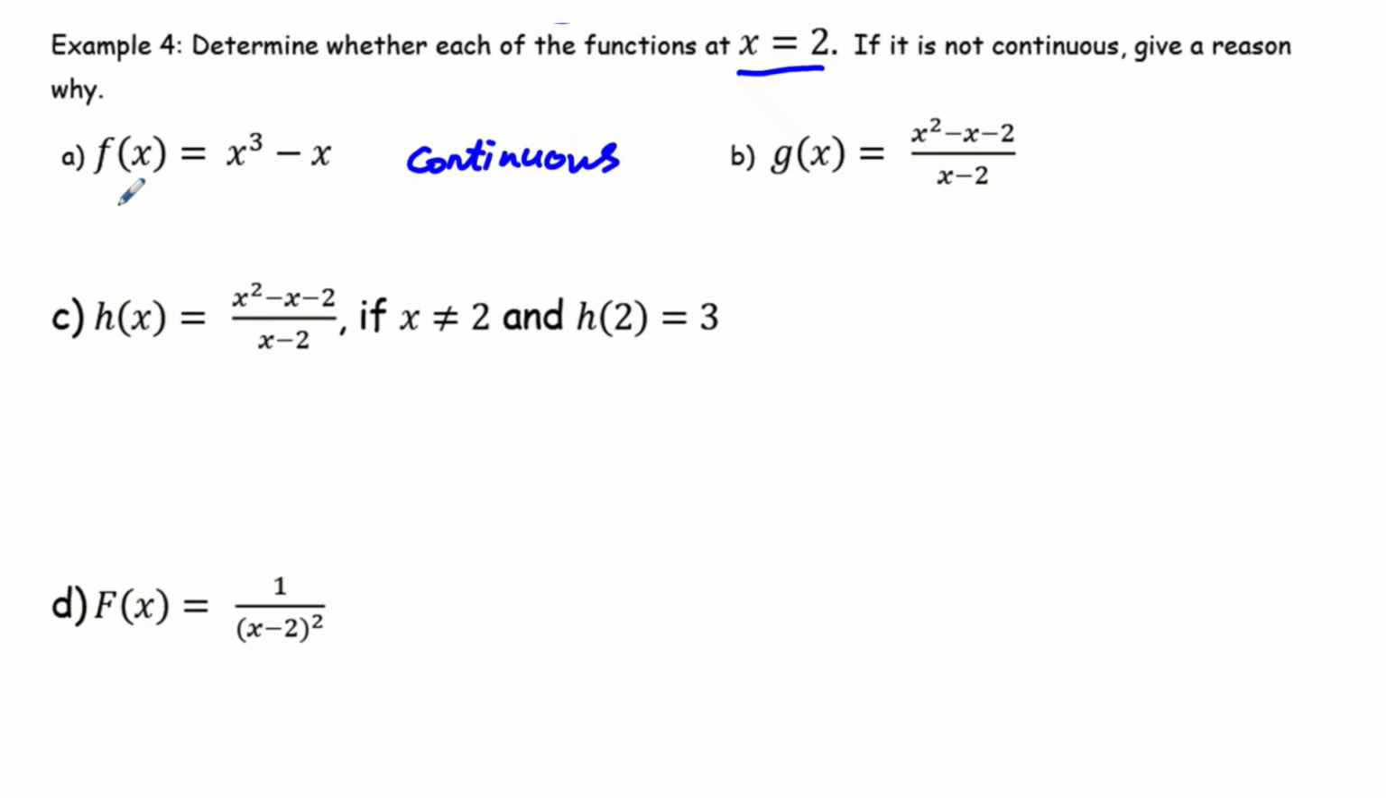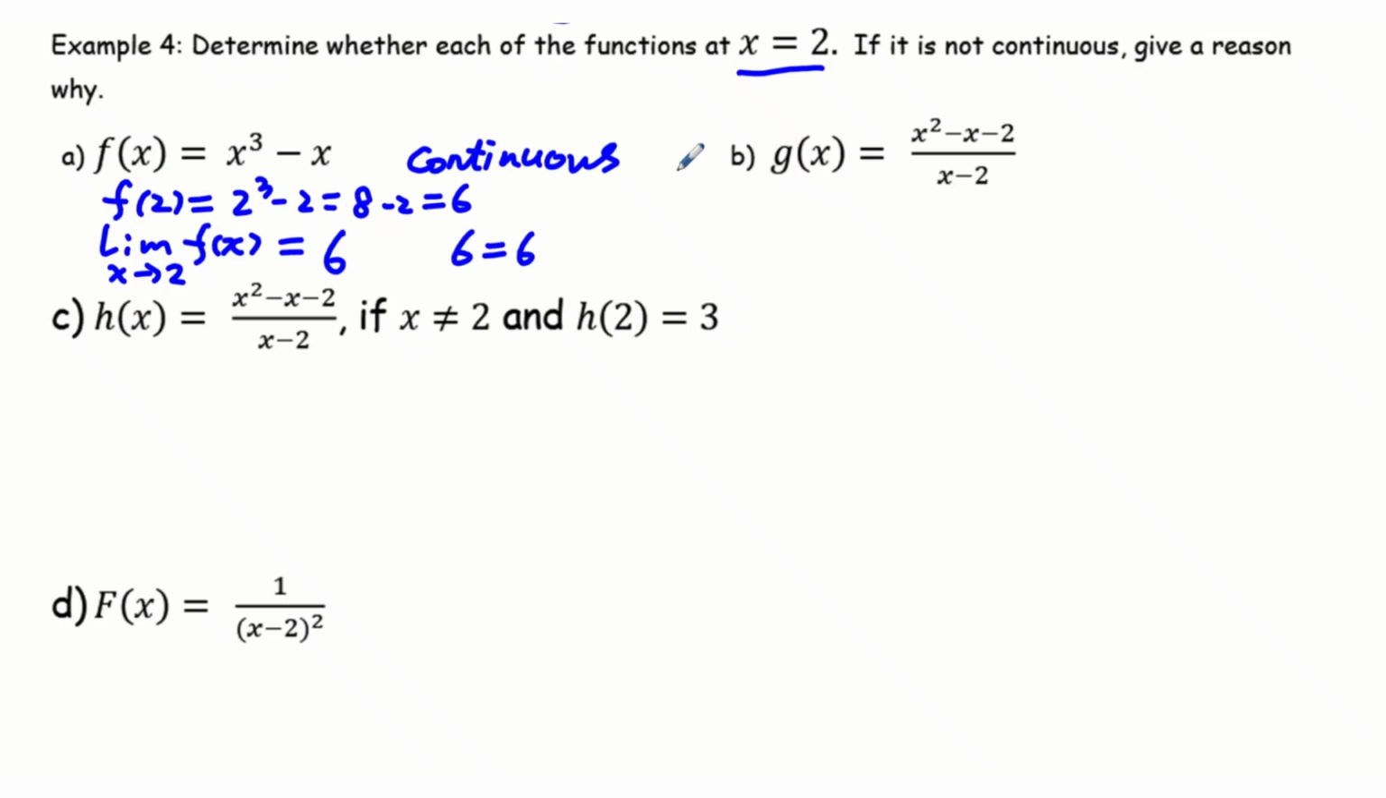If we give the reason, you will see f at 2 is defined. You sub in 2 cubed minus 2, which gives you 8 minus 2 is 6. And the limit, because there is no x value making a denominator equal 0, so as x approaches 2, you do the direct substitution, it is 6. So step 1, step 2, then 6 equals 6, it is continuous.